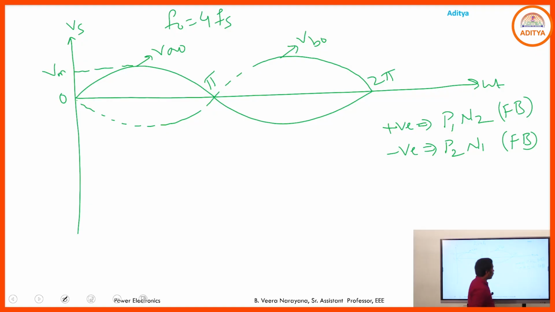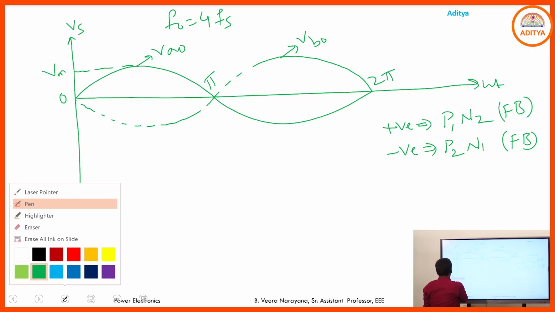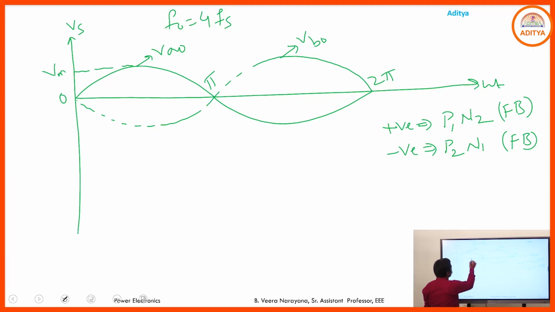Right. Now, I want to collect F0 is equal to 4Fs. What is that meaning? For completion of one full cycle of the source voltage, you are able to collect the 4 complete cycles of the output voltage. 4 complete cycles means, in the positive half cycle 2 complete cycles and in the negative half cycle 2 complete cycles. So, this one is the one half cycle and this one is the another half.